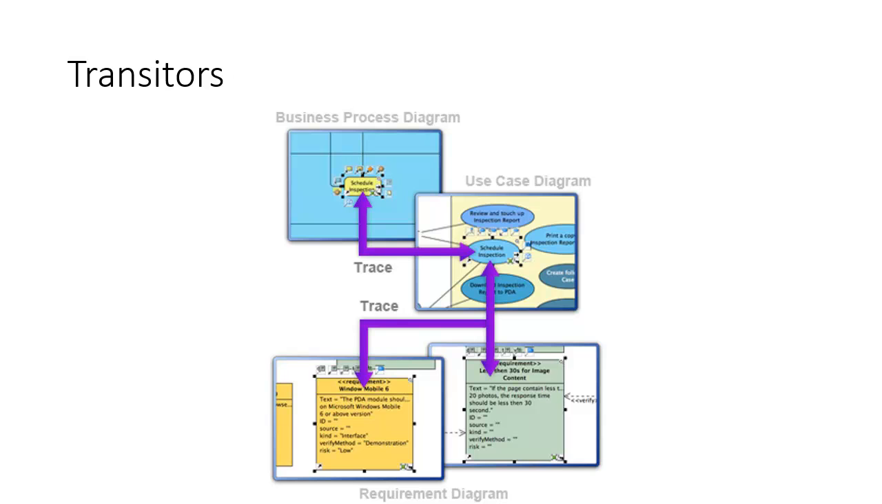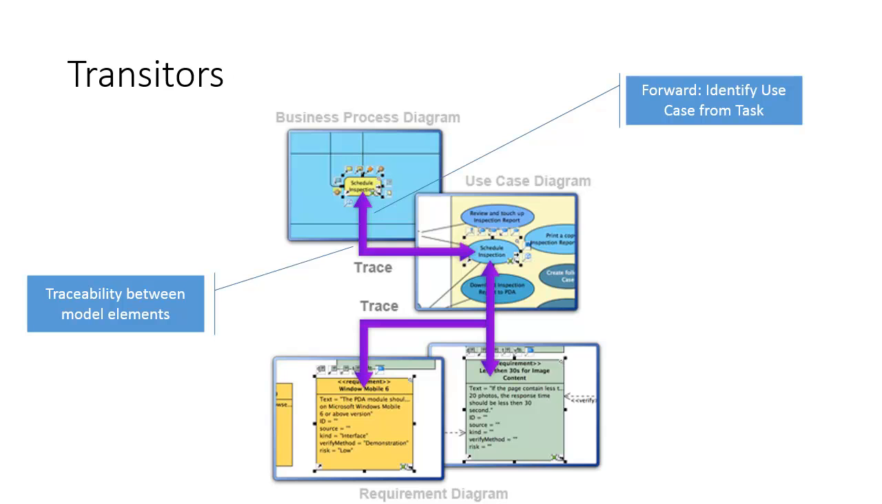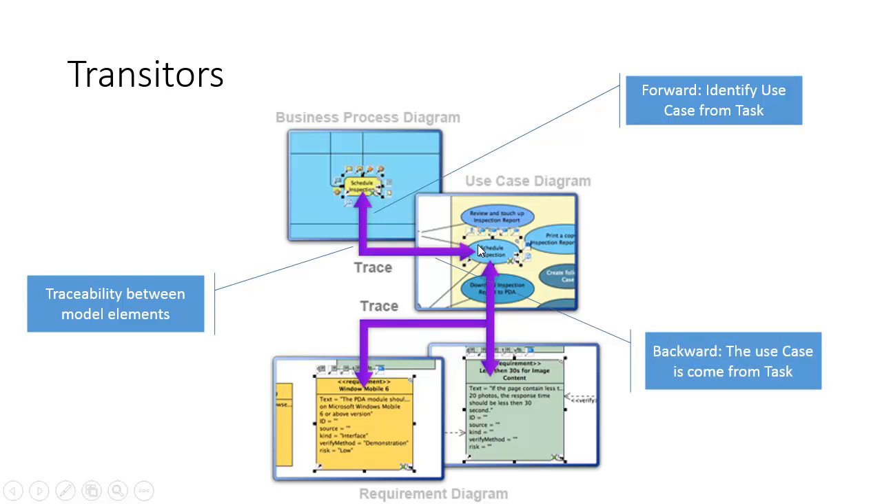The third type of relation we will talk about is a transitor. A transitor is used to trace the model element. It provides the traceability between the model elements. And the traceability here means two points of view. If you're thinking forward, in this case, the business process to create the use case, these are the steps we do. So we can identify the trace backward. Then we know this use case comes from this task.